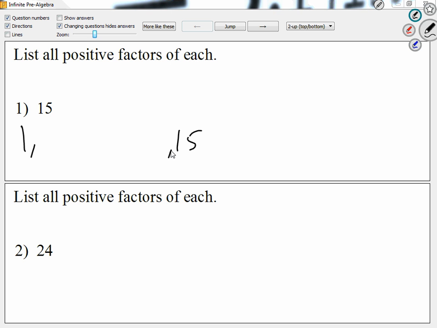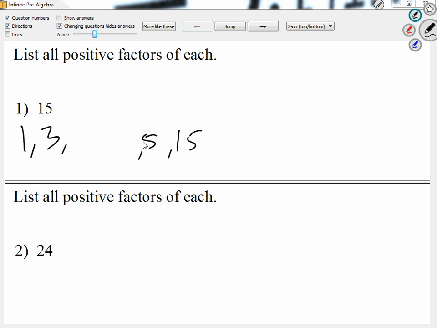After 1 is 2. Is 2 a factor of 15? No. Alright, after 2 is 3. Is 3 a factor of 15? Yeah. 3 times what? 5. 3 times 5. So notice I put my 3 on the left and my 5 on the right. So after 3 is 4. Is 4 a factor of 15? No. After 4 is 5, but 5 is already on my list, so I'm done. So my factors of 15 are 1, 3, 5, and 15.